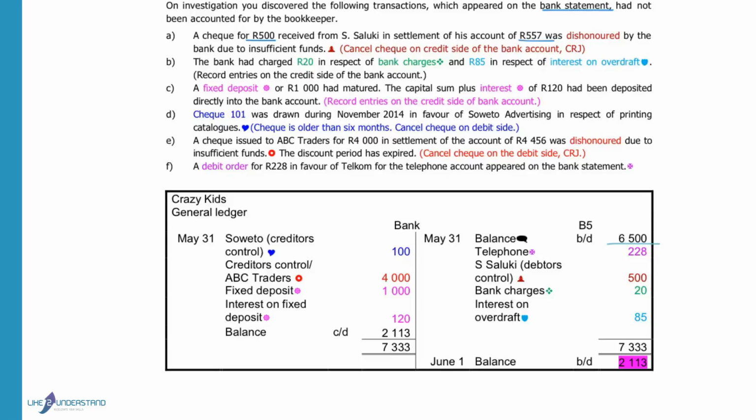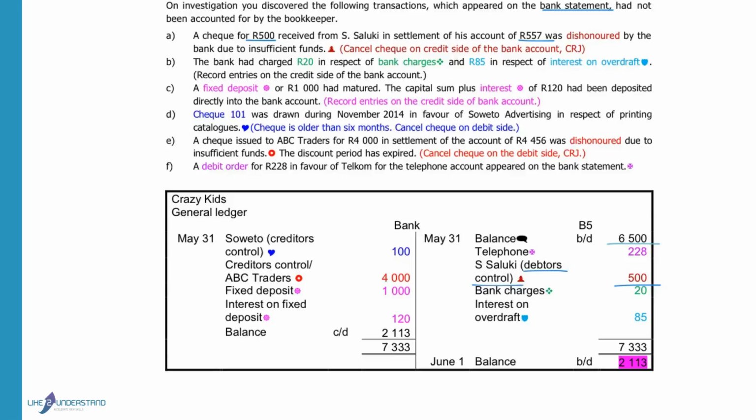When we deposited the check, we recorded it in the cash receipts journal, so it was entered on the debit side of the bank. Therefore, we will credit the bank account and show that the debtors now owe us this money again, and we will debit the debtors control account.